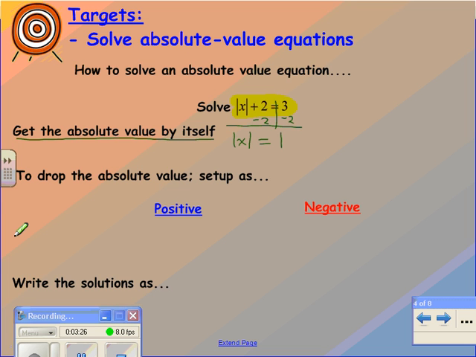So now that I have the absolute value on one side by itself, I can again bring it down, dropping the absolute value sign. That's going to be x equals 1. And then on the other side, I'm going to have x equals -1. So I combine those two solutions together, and I write my answer as x is equal to plus or minus 1.